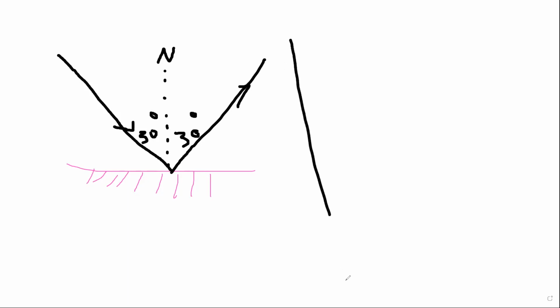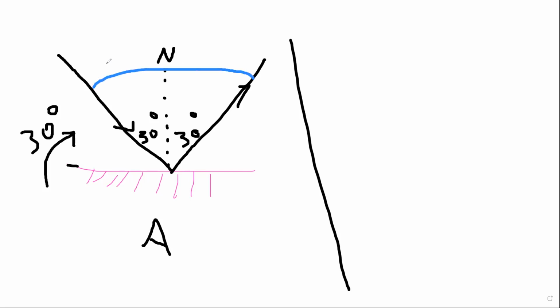This is case 1 or case A. What will happen when the mirror is rotated clockwise by an angle of 30? What will happen to the angle of incidence, the angle of reflection, and what is the new angle between the incident light ray and the reflected light ray? What about this angle? Will it increase or decrease? Let's draw it in the new case.